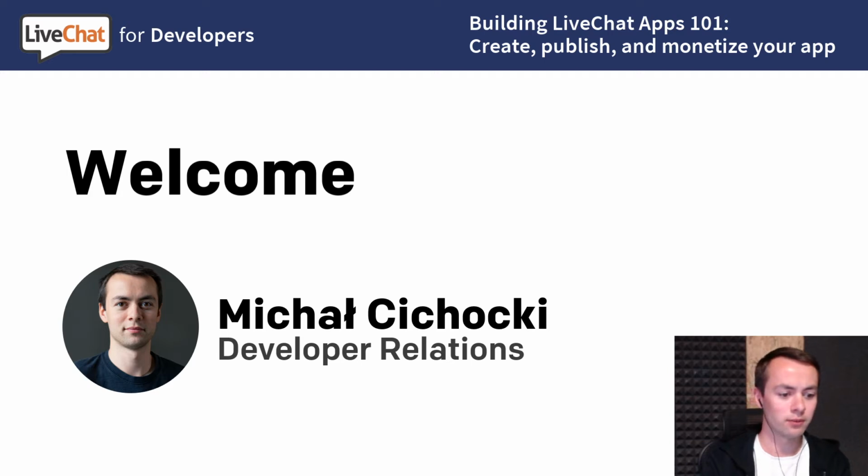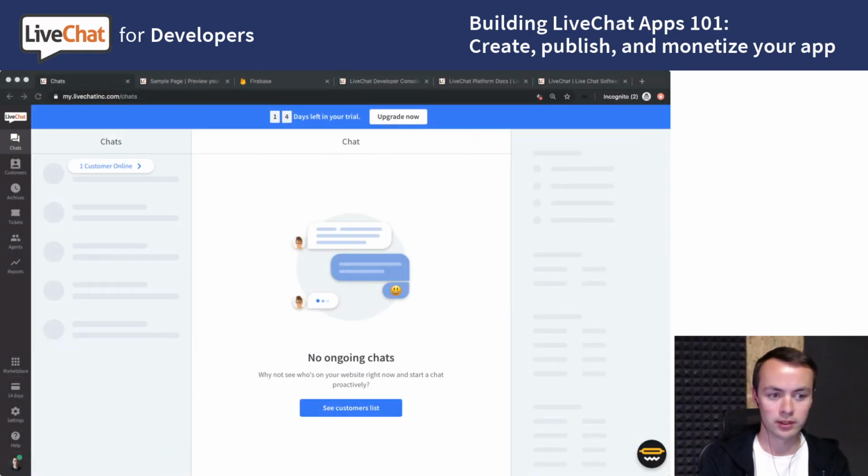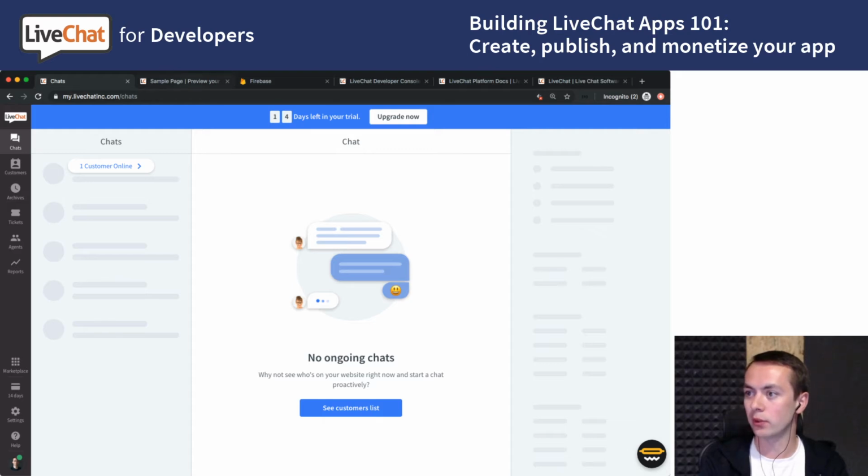Let's start with a simple example of our app. So let's go to the browser. Basically, the app will allow agents to send custom cards to the customer using the agent app widget. Let me show you that.